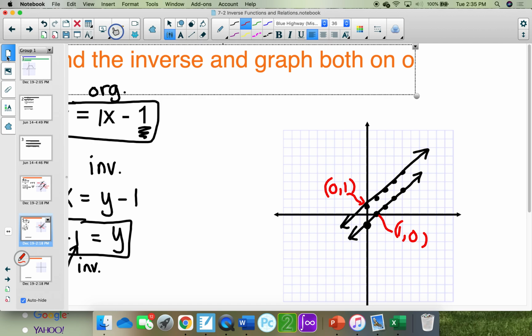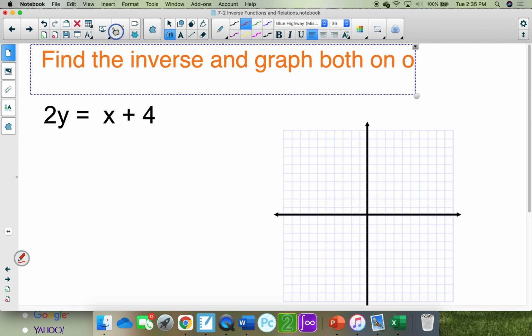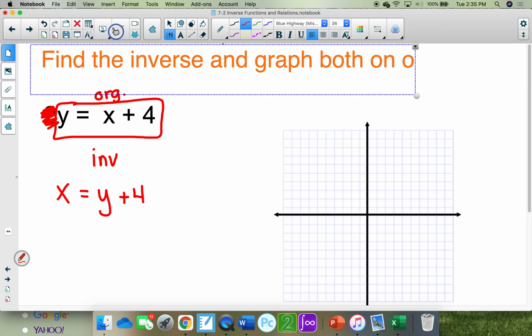You can turn it off right now, or if you want to do one more with me, you can. I'm going to cross this out because that's not going to be on there. Here's my original. How do you find the inverse? You interchange the x's and the y's. So doesn't y really equal x minus 4?